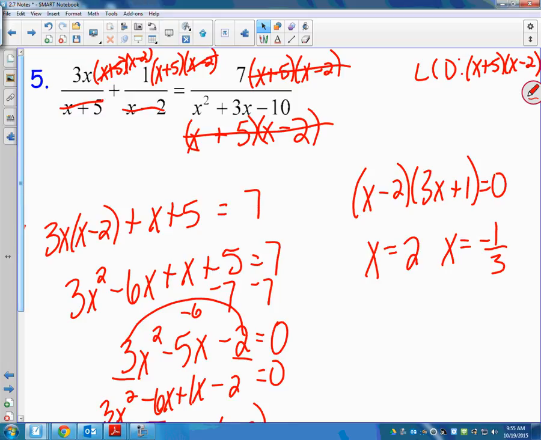Don't forget, when I came over here, to go back and look at that original problem to see if you need to cancel them out. If it's ugly answers, you don't need to cancel anything out because it's not going to be extraneous. But x minus 2 means I have to cancel this out.